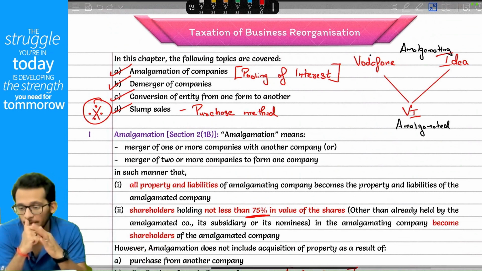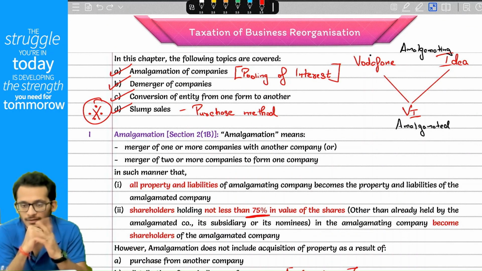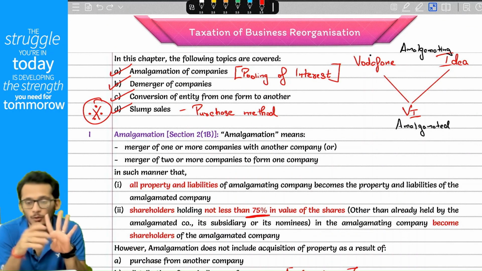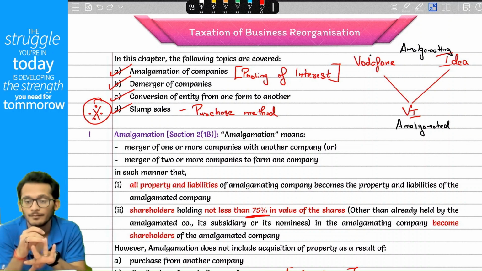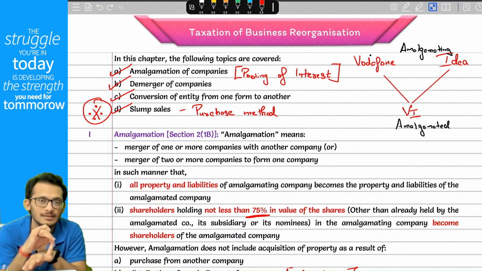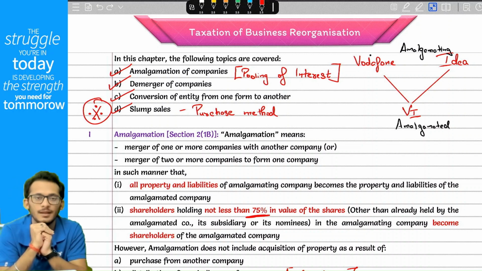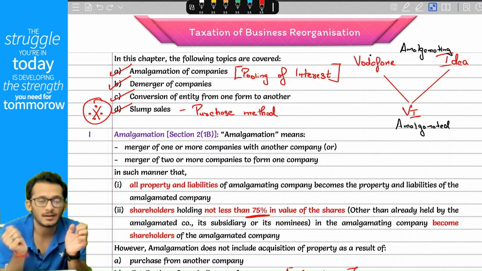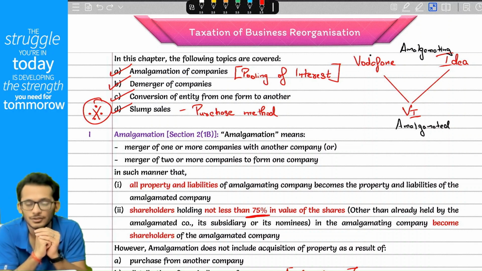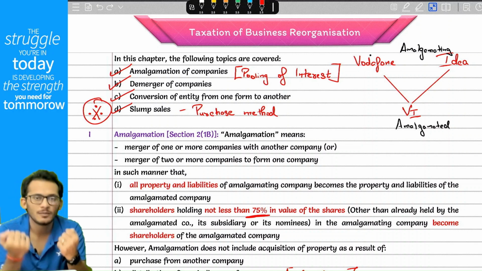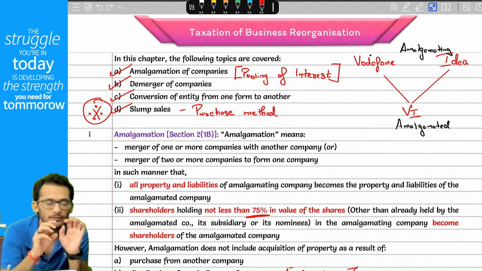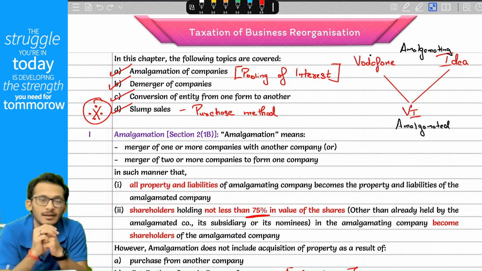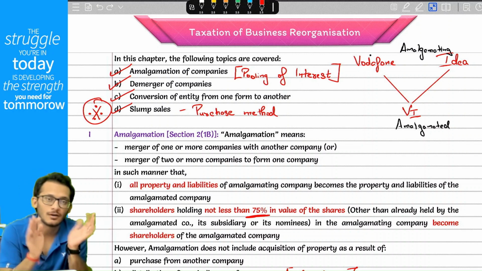Quickly moving to the next topic, which is your business reorganization. There are 4 kinds of business reorganization: amalgamation, demerger, conversion and slump sale. Income tax says if 2 companies are coming together, it is called amalgamation. If one company is splitting into multiple companies, it is demerger. If one entity is becoming another entity, it is conversion. And if you are going to give one undertaking as a going concern to someone else, it is called slump sale.